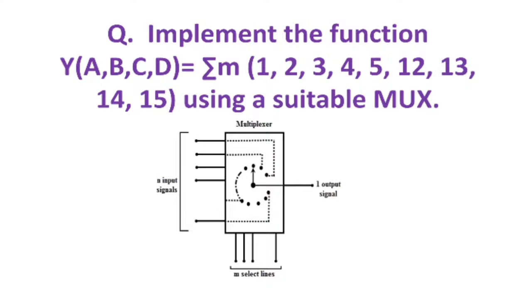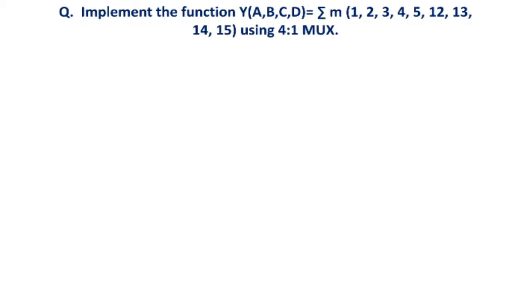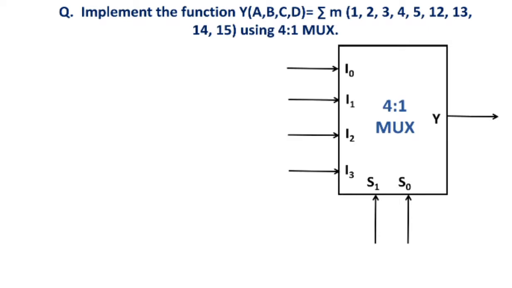Now it is a 4 variable question, that is A, B, C and D, and they have asked us to use any suitable MUX. So we can use any MUX of our choice. We can use a 16:1 MUX. You can even use an 8:1 MUX. But here what we are going to see is the implementation using 4:1 MUX. So let's see. Here is the question.